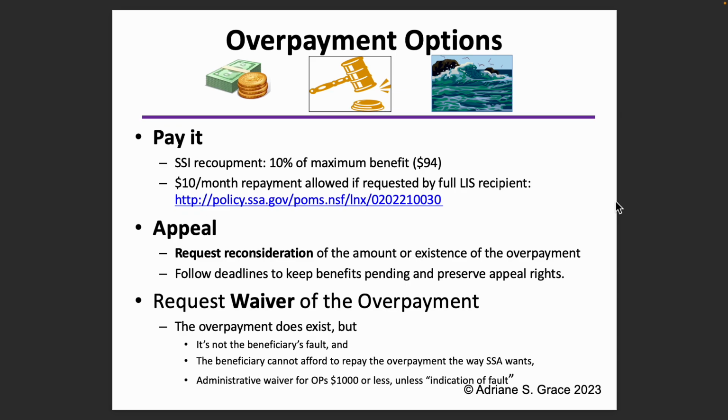If you're acting as a representative payee, this is a bigger issue because you're acting as a fiduciary. You're acting for your adult child. You will face civil and criminal penalties if you screw this up.